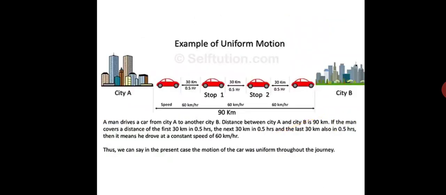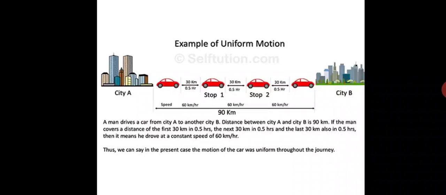For example, for uniform motion you can see the picture. A man is going to drive a car from Chennai to Trichy. The distance between them is 90 kilometers. The man covers a distance of the first 30 kilometers in half an hour, another 30 kilometers in half an hour, and the last 30 kilometers in half an hour. So totally 90 kilometers. For every half an hour he is covering 30 kilometers, which means his speed is constant.